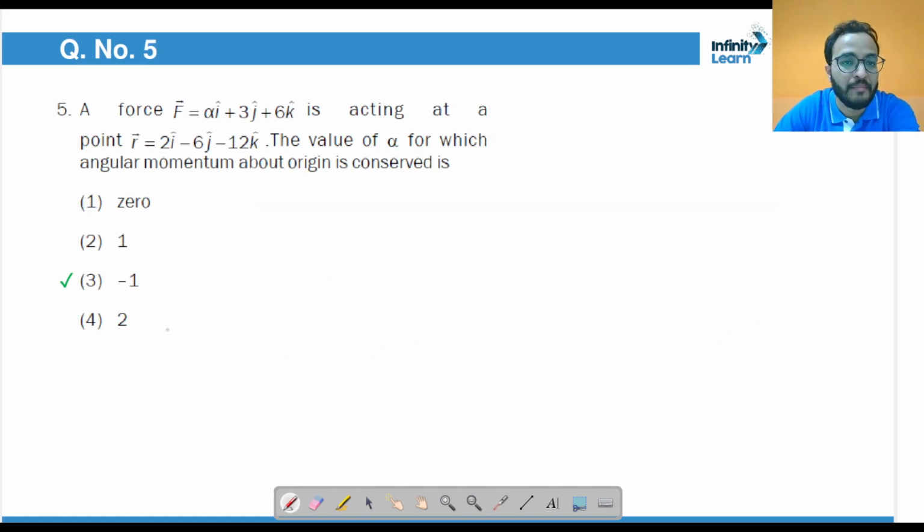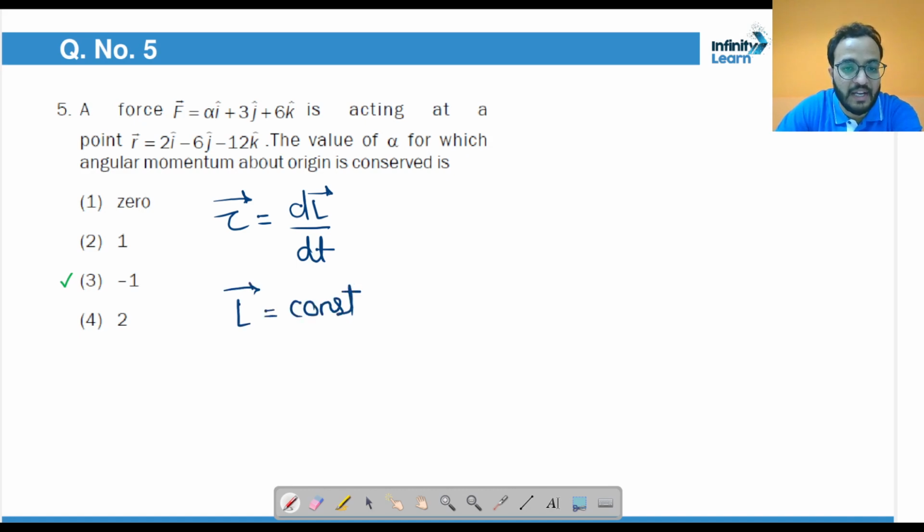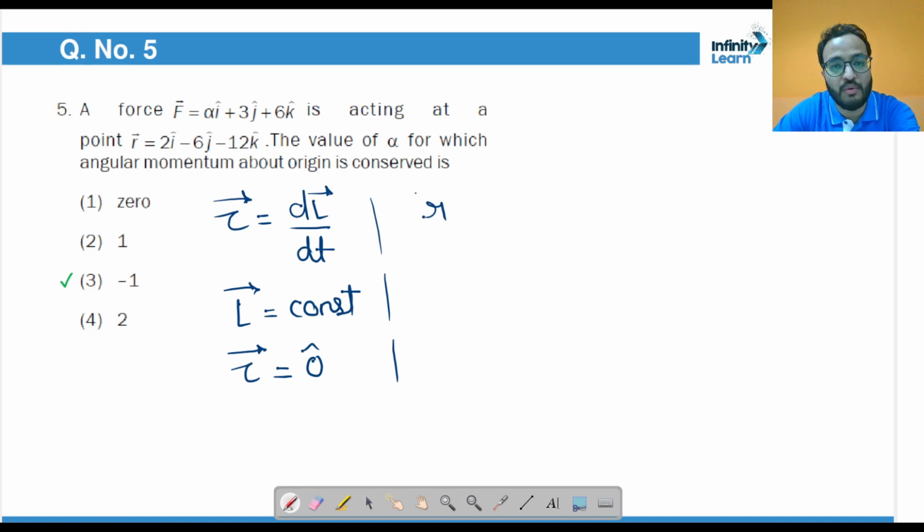Okay. See, angular momentum needs to be conserved. The value of alpha for which angular momentum is conserved. See, what is vector tau? Vector tau is vector dL by dt, right? So if angular momentum is conserved, that means angular momentum is constant, and if angular momentum is constant, then its derivative, that is torque, with respect to time, will be 0, right? So if the angular momentum is constant or conserved, torque is 0. Torque is 0 only when vector r is parallel to vector F.